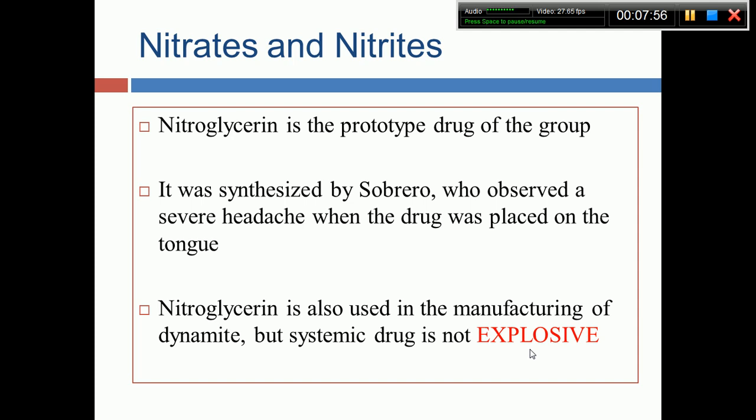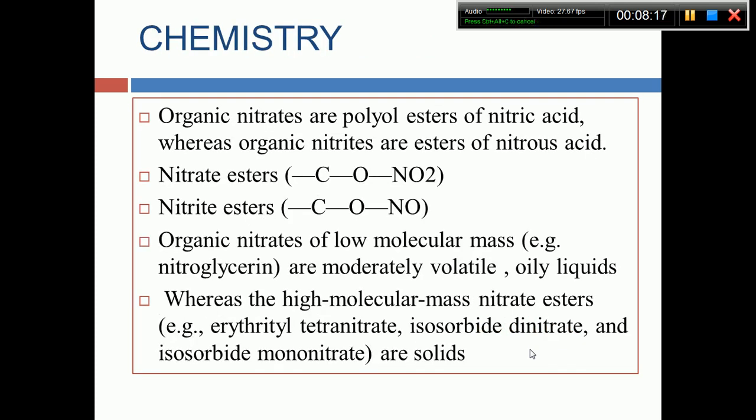If we discuss the pharmacology of nitrates and nitrites, the first drug in this group is nitroglycerin. Nitroglycerin was originally identified as an explosive, but the systemic drug is not explosive.